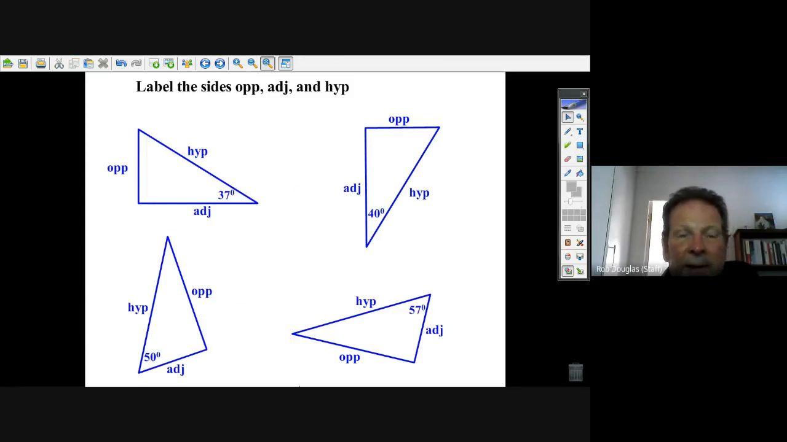So being able to name the sides is the key to being able to do trigonometry with right angle triangles. It's the first step anyways to finding and solving problems with right angle triangles.